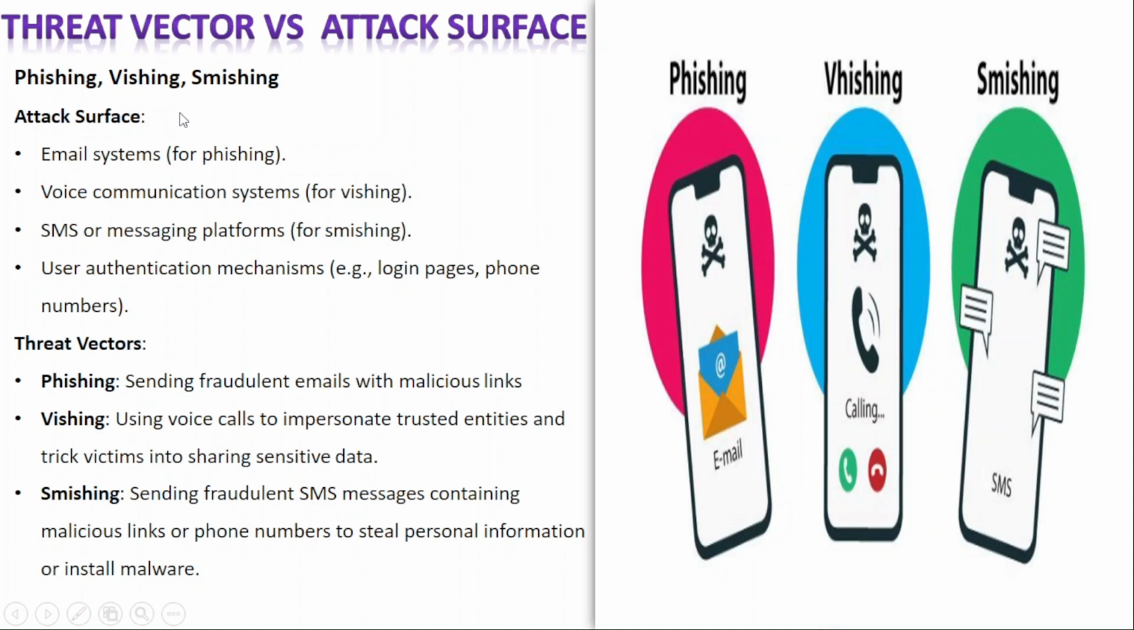Next one is phishing, vishing, and smishing. Phishing is of course for email, vishing is for voice call, and smishing is for SMS. So the attack surface of all these includes the email system for phishing, as we already studied, voice communication for vishing, and SMS for smishing, and of course the user authentication mechanisms such as login pages and phone numbers that are used across all these services.